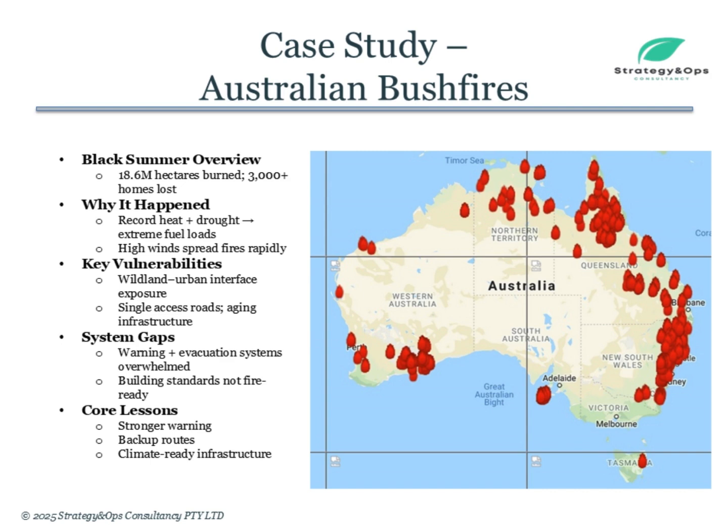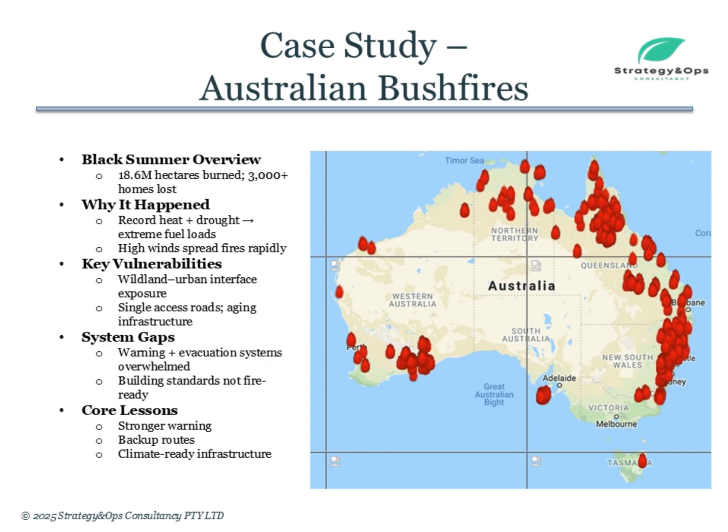Geography also played a major role. Many communities sat at the wildland-urban interface, the transition zone between forests and homes. These areas faced direct exposure when fires moved from bushland into populated areas. Some towns had only one access road, which became blocked during fires, trapping residents. Aging infrastructure, such as wooden power poles and limited water systems, added further risk.